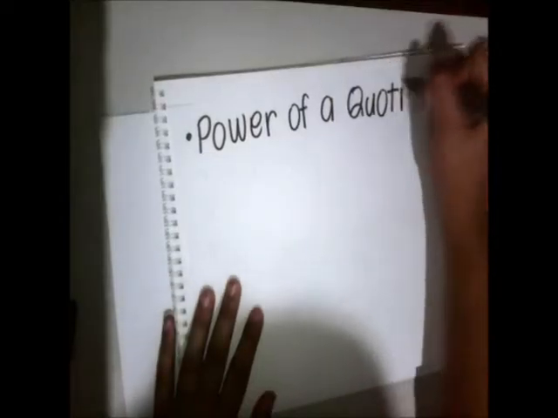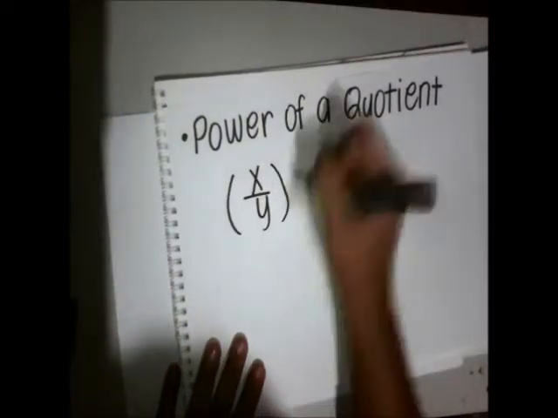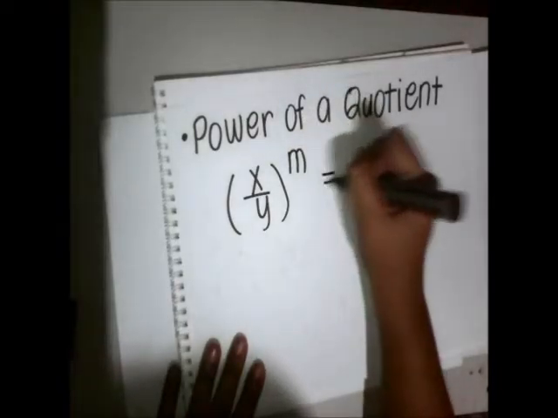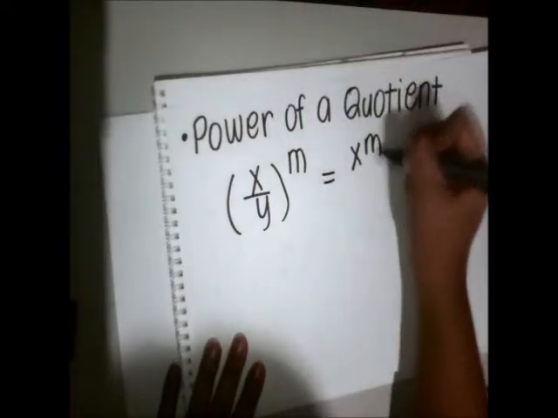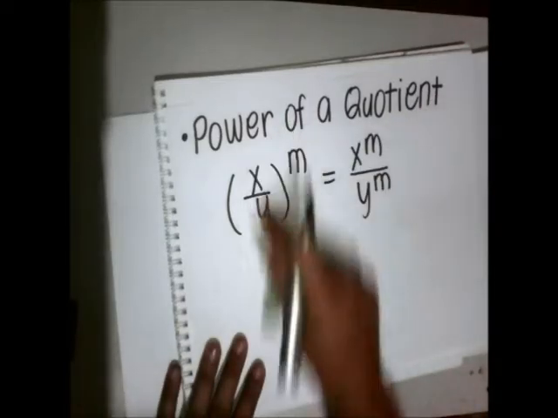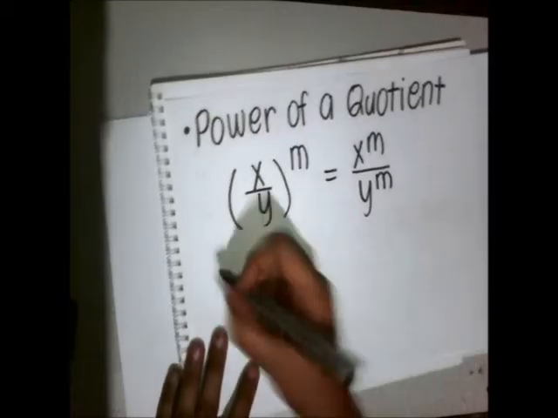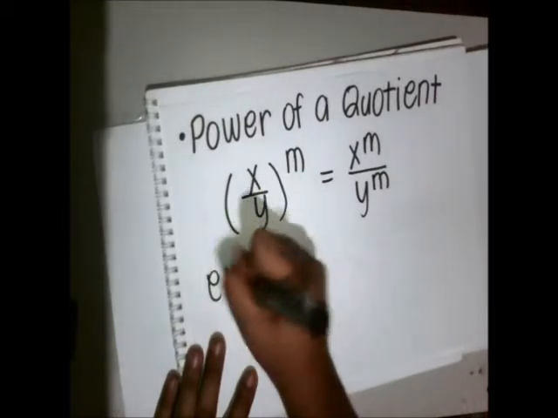Next we have the power of a quotient. When a quotient is raised to a certain exponent, raise both the divisor and the dividend to the given exponent, or simply raise the numerator and the denominator to the given exponent.